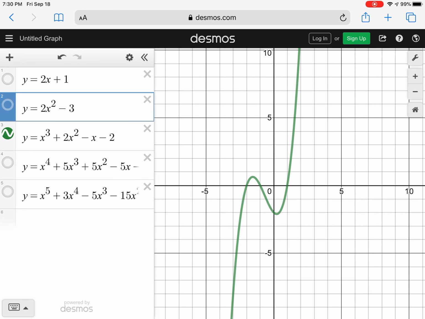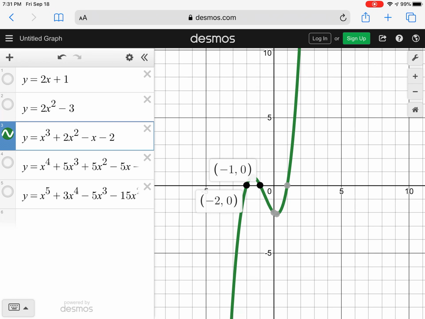Okay, let's look at a degree 3 function. You can see right here, a degree 3 function, it goes up, down, up. As you move from left to right, you can see it go up, down, and up. 3 different directions or waves. We have 3 x-intercepts. And we have a y-intercept, which is a constant term, which is equal to -2.